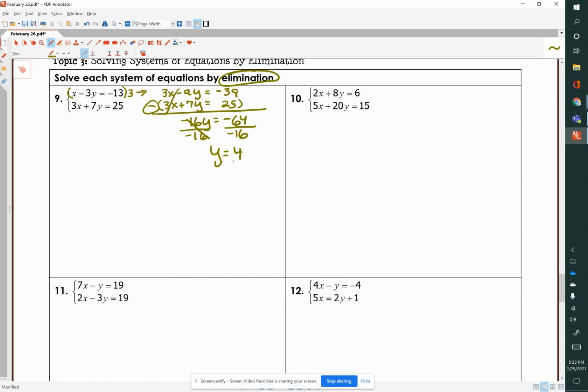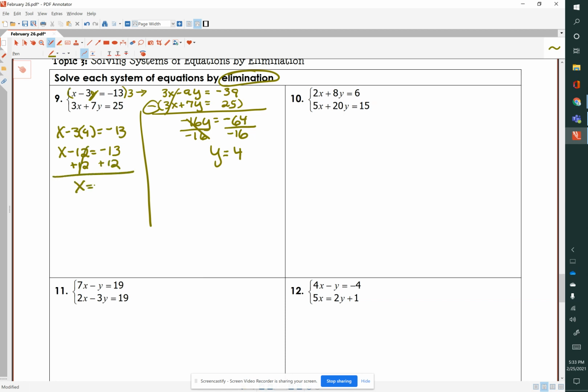Easy part now. I'm just going to insert y equals 4. I'll choose the first equation and put it right here. So I will have x minus 3 times 4 equals negative 13. x minus 12 equals negative 13. Add 12 to both sides.